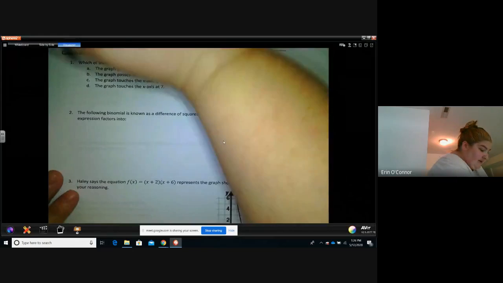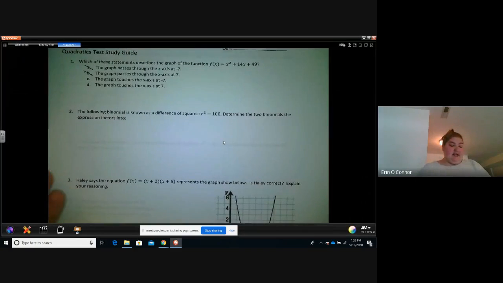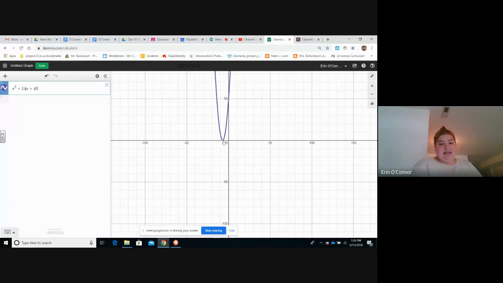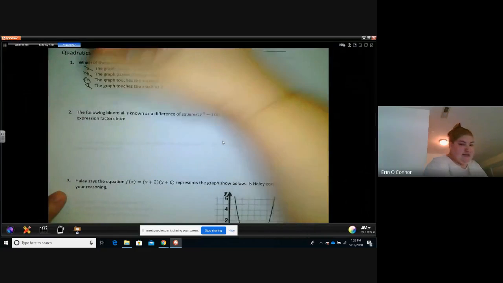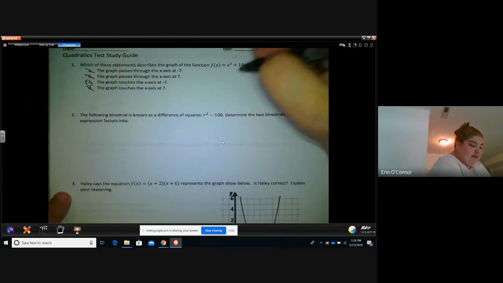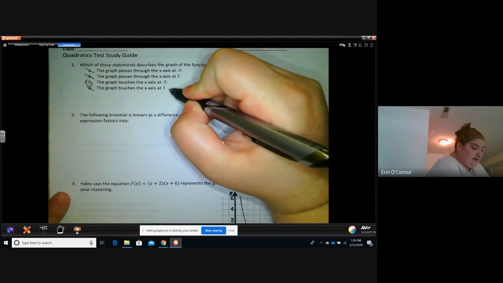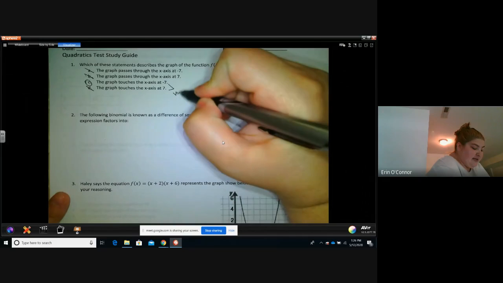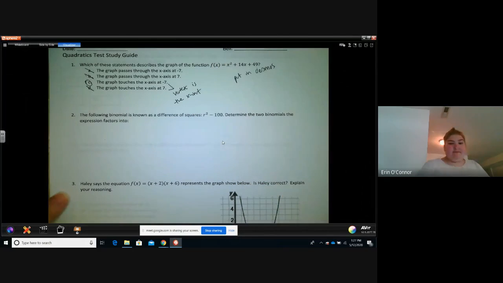That means we can get rid of A and B. The graph touches the x-axis. Yes, it touches the x-axis at -7, right there at -7. So right then, you know the answer is C and is not D. So what we did was we put it in Desmos, and it touches because the vertex is the x-intercept.